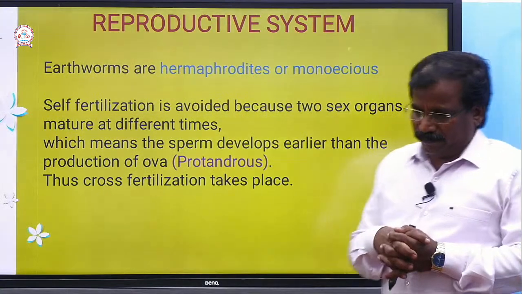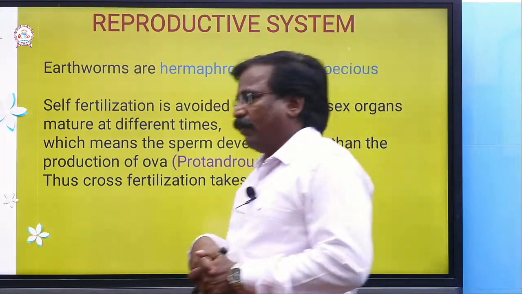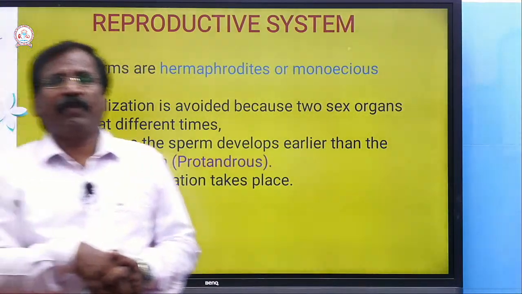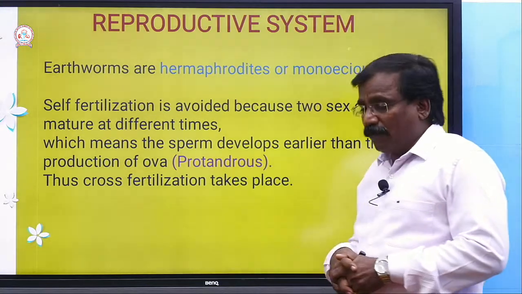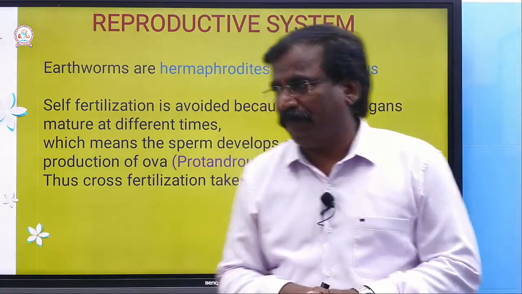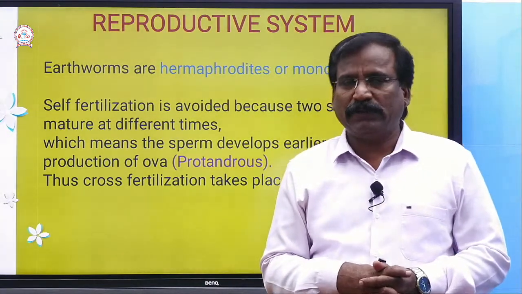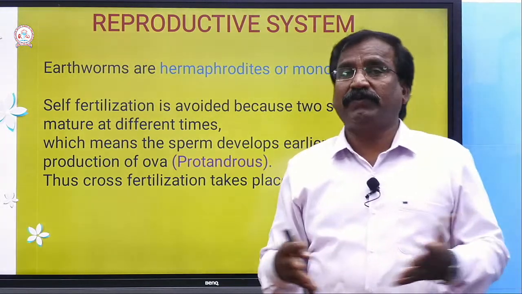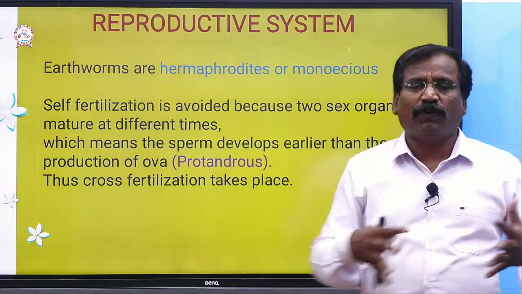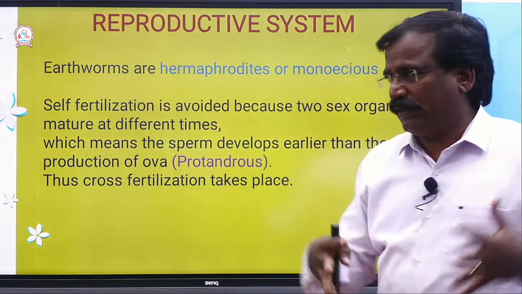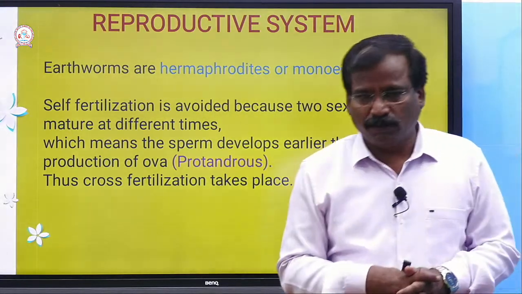Excretion is over. Excretory system. I hope you all understood the system. The next system is the reproductive system. Do you know what reproduction is and its purpose? See how the reproductive systems are arranged. What is the structure of the reproductive system in the earthworm?